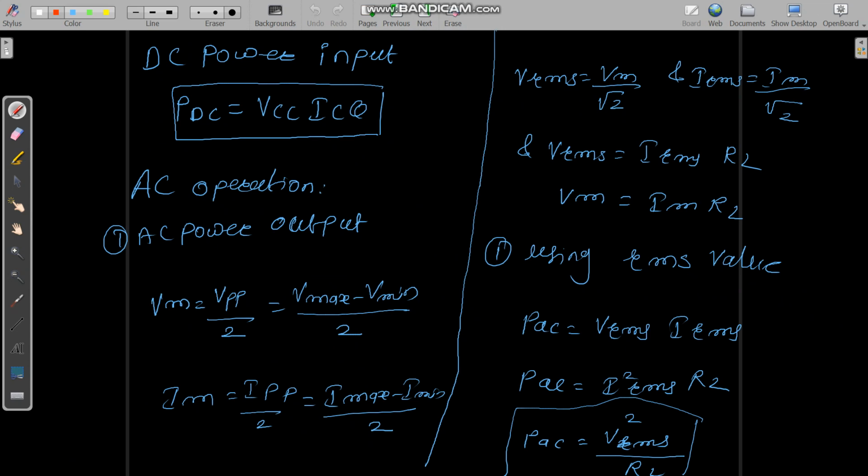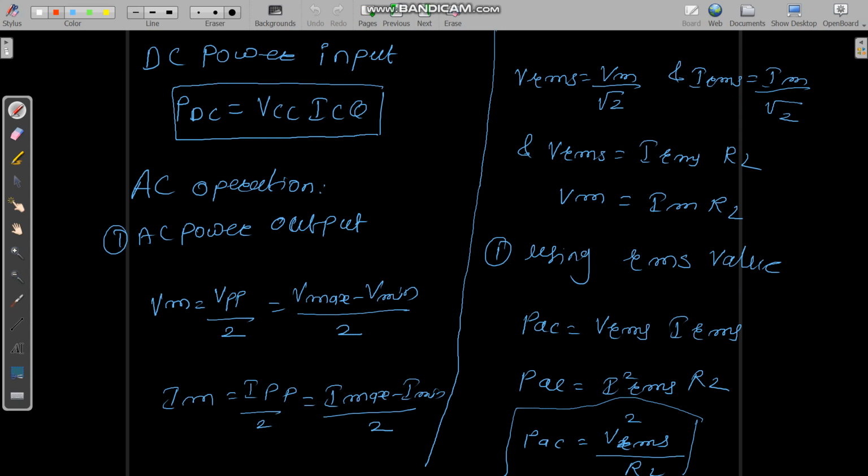Now in the next point, what we have to do is see the DC power. Why do we want all this? Because we want the efficiency to be calculated, and the formula for efficiency is AC power divided by DC power. First we are going to get the DC power, and then we are going to get the AC power, and then we'll equate these two.